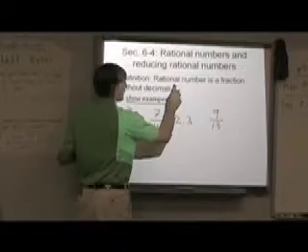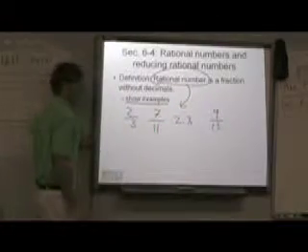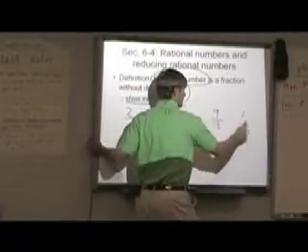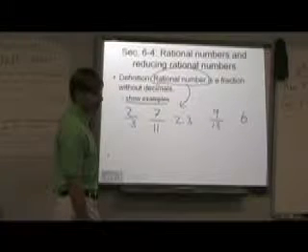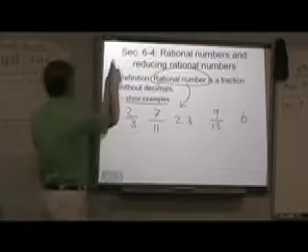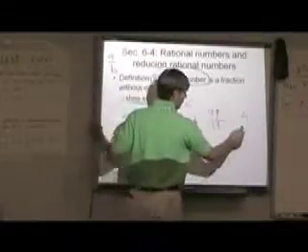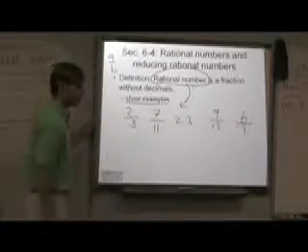Can the top be bigger than the bottom? It doesn't matter. What about the number 6? Is that a rational number? Yes. Why? Because it's a positive integer. But it says it has to be A over B. Yeah, it is, because what can I put underneath all the time? 1. So all those are rational numbers.